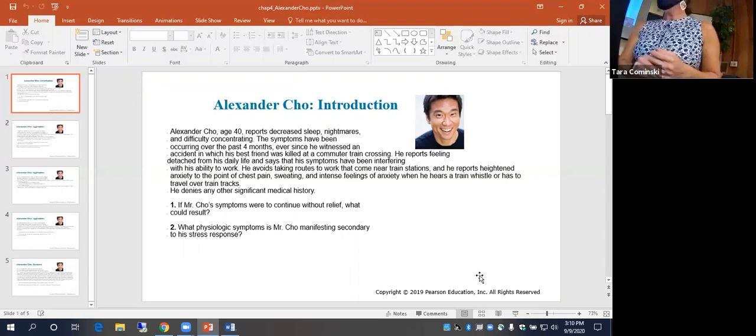Okay, so for that second question there, what physiologic symptoms is Mr. Cho manifesting secondary to his stress response? This is kind of an easy question, you can pull it out from what's written there. But in terms of those symptoms, what are some symptoms that are a direct result of the activation of the sympathetic nervous system? Say again? Okay, potentially, but even just like chest pain, the sweating, right? It's kind of just asking you that.